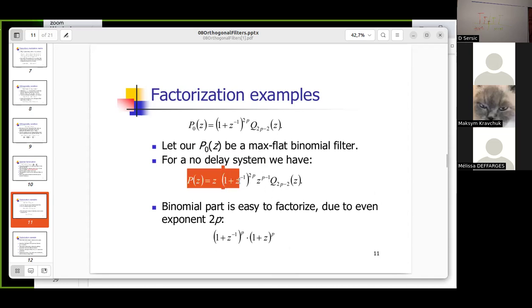So the half of this part is multiplied with z to the power of P, and we get two spectral factors of such a system.